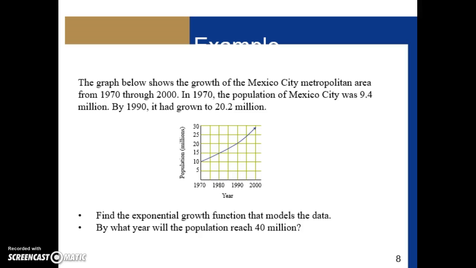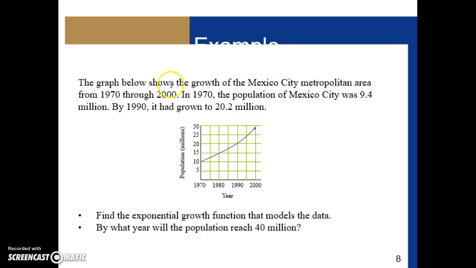It says the graph below shows the growth of Mexico City metropolitan area from 1970 through 2000. In 1970, the population of Mexico City was 9.4 million. By 1990, 20 years later, it had grown to 20.2 million. They want us to find the exponential growth function that models the data, and by what year will the population reach 40 million? So let's see what we know about what's going on here.